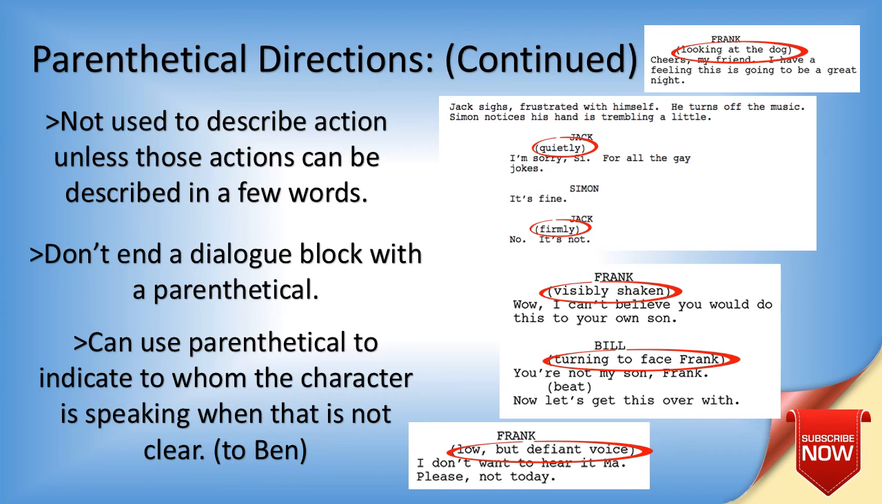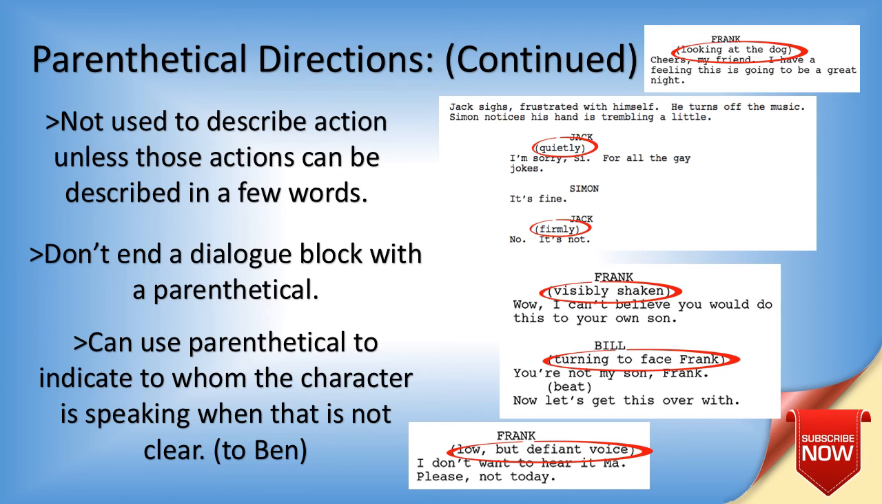Another example, Frank. He says his dialogue, but you give him parentheticals: visibly shaken. So that implies that Frank went through some traumatic experience in the scene. So the way he says it, he's like, wow, I can't believe you would do this to your own son. You see, based on that parenthetical, you could see that the way he says it, he is traumatized.